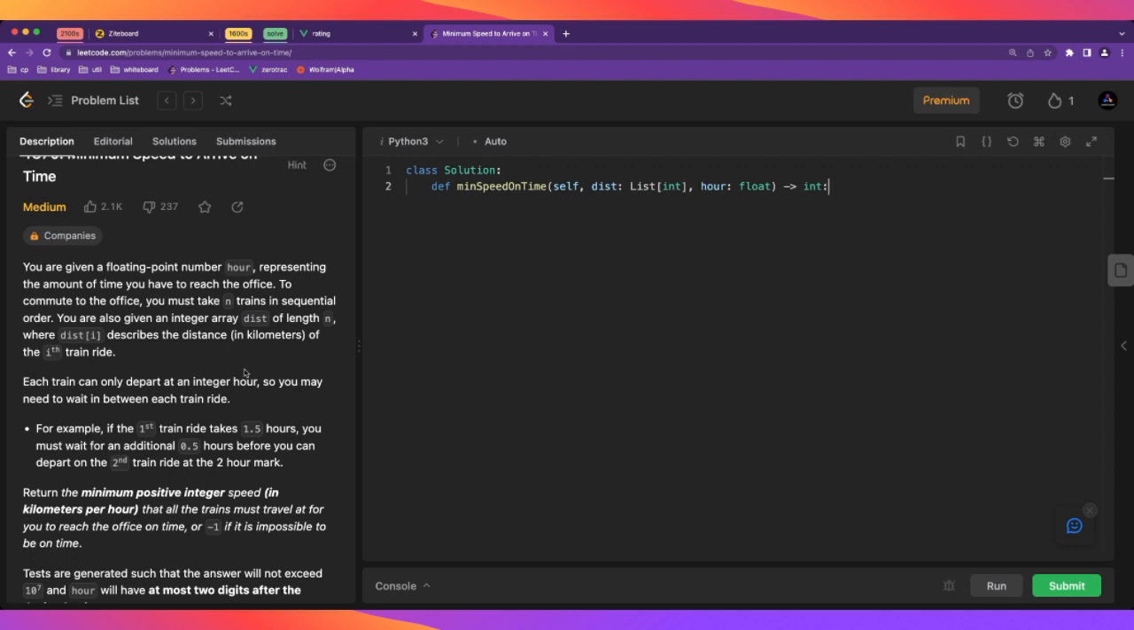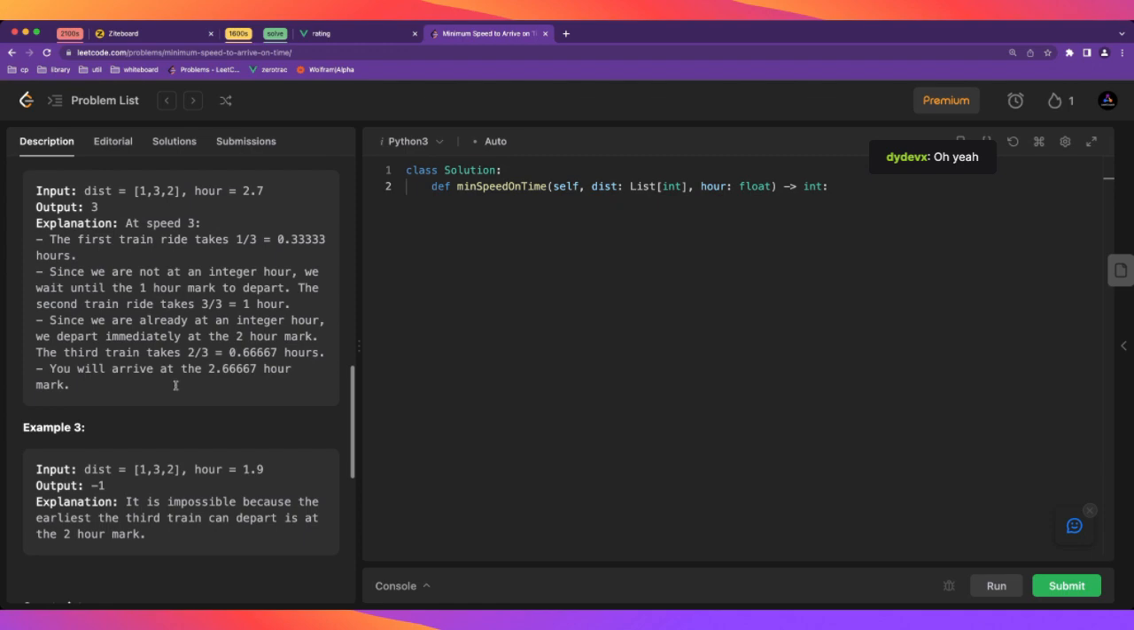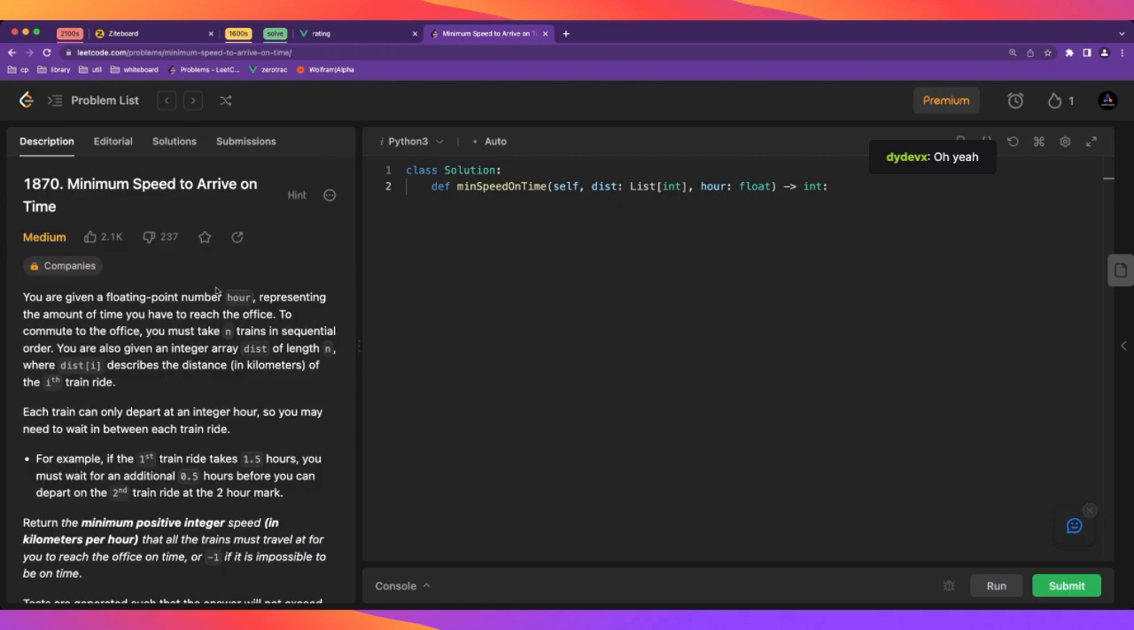I wanted to teach maybe a couple of tricks and a few ideas on how to think about binary search. So let's start by reading the problem. You are given the amount of time you have to reach the office. They say that you take n trains in sequential order to commute to the office, and you are given an array with all the distances for each of the train rides in kilometers.